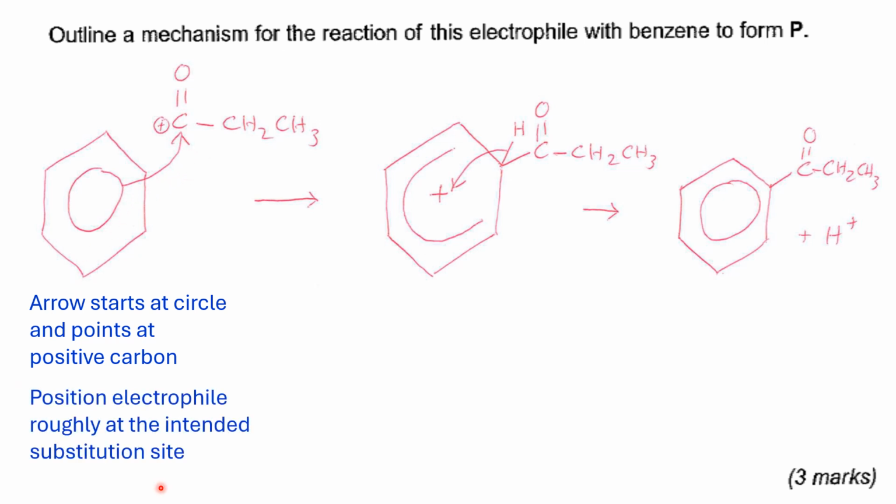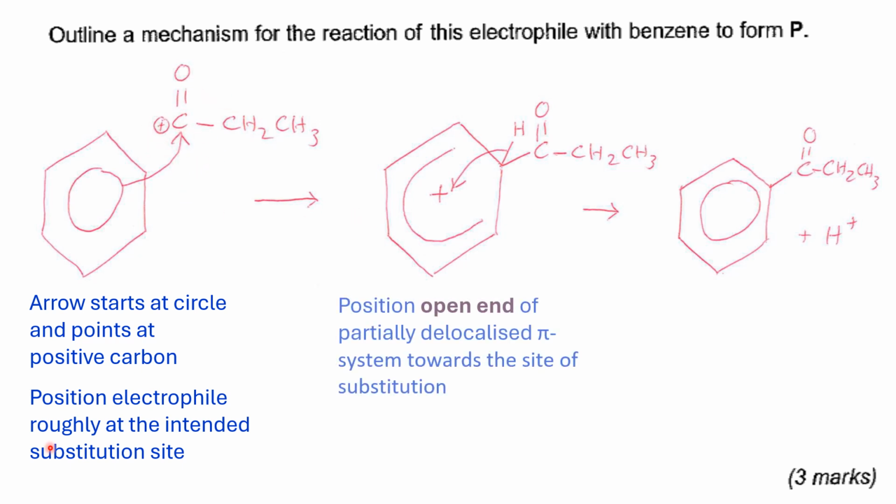You position the electrophile roughly at the intended substitution site. So obviously, if the substitution site is over here, you position the electrophile nearby to that point. And likewise, the open end of the partially delocalized pi system, which is this U shape with a positive charge inside it, has to actually face that site of substitution.